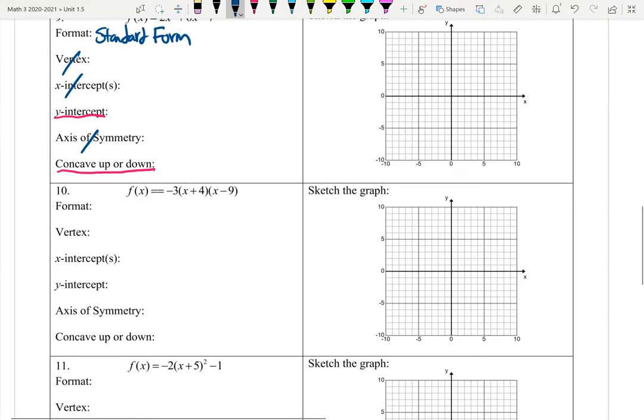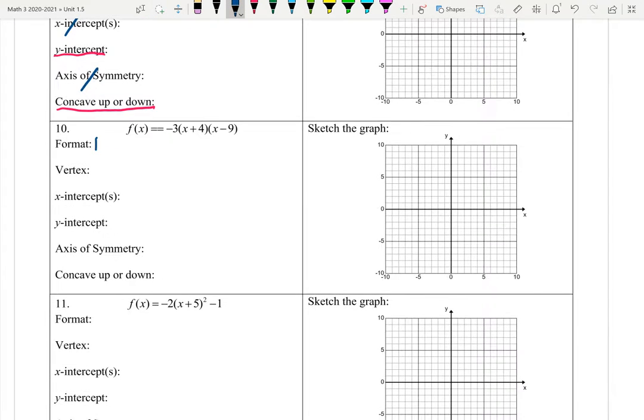The next one is in factored form. So no vertex, no y-intercept, no axis of symmetry. Hold on. I will be able to tell you the x-intercepts and if it's concave up or down.